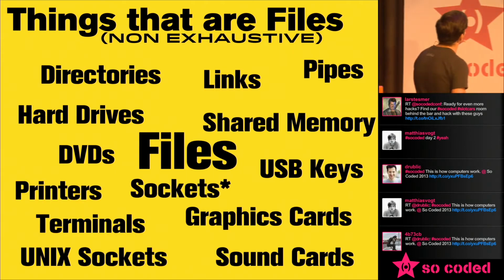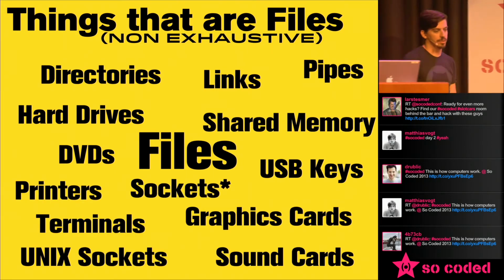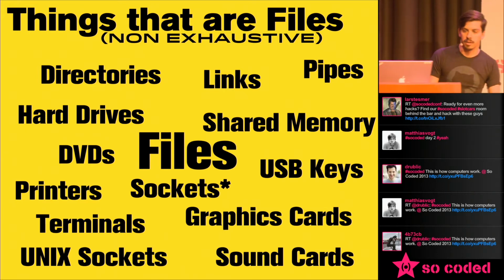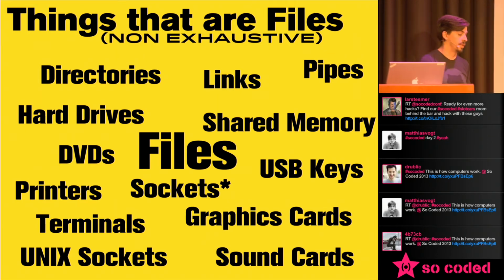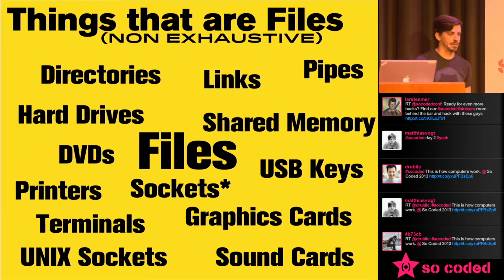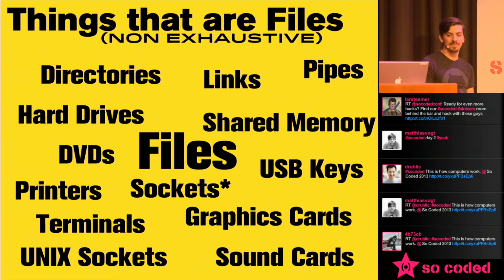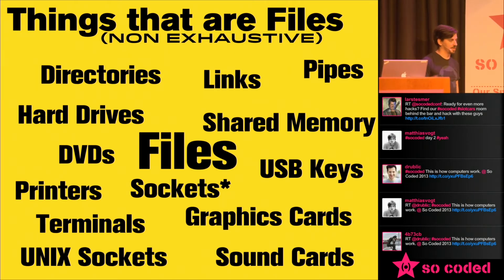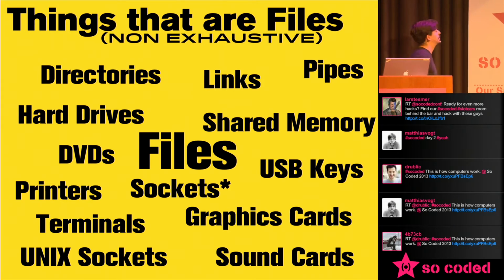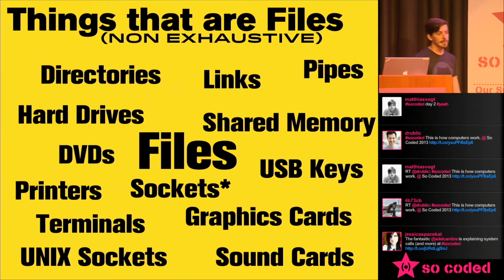So obviously files are, but also things like directories, hard drives, symlinks, sockets, almost any device, printers, graphics cards. I don't know if you've played with the one in the lobby, that would be the kind of thing you would write to as a file. Terminals, Unix sockets, pretty much anything. And the sockets one there, we'll talk about that a little bit more in a moment.